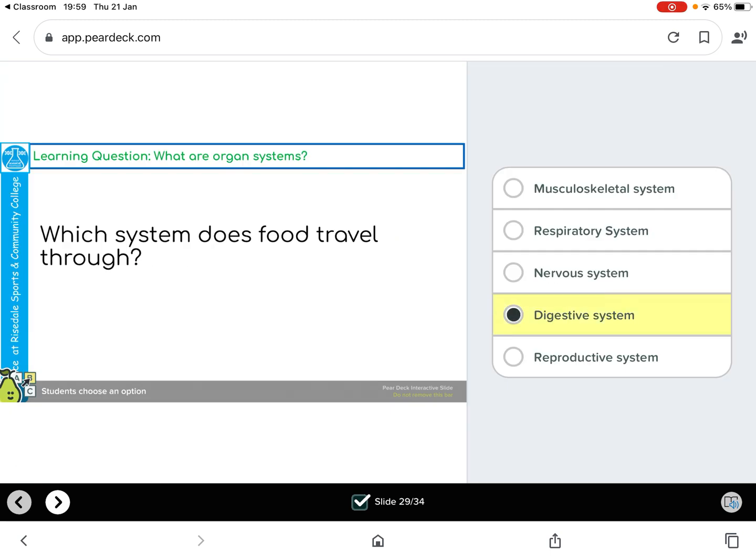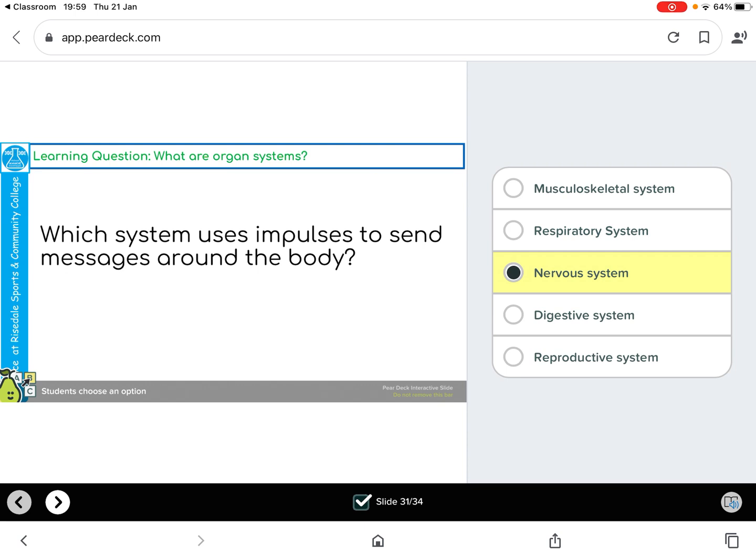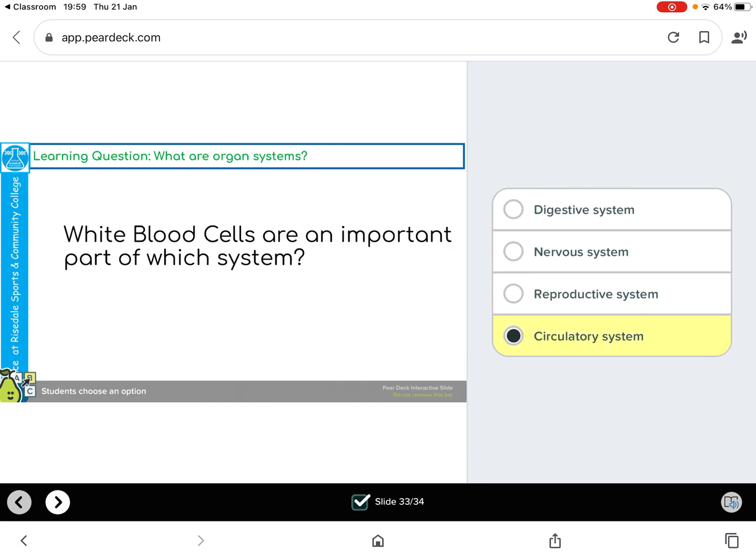Which system does food travel through? That's the digestive system. Which system allows gas exchange through breathing? That's the respiratory system. Which system uses impulses to send messages around the body? That was the nervous system. Which system uses sperm to pass on genetic information? That was the reproductive system.